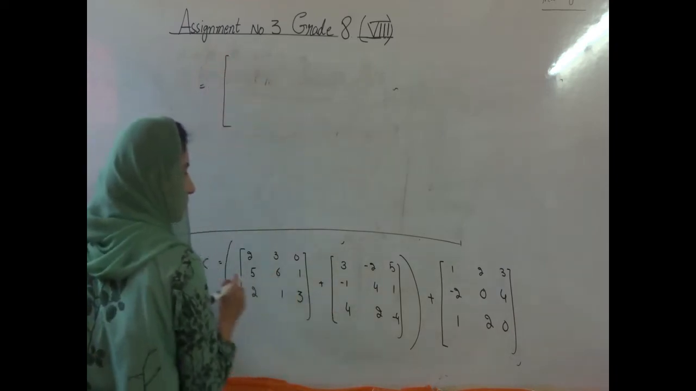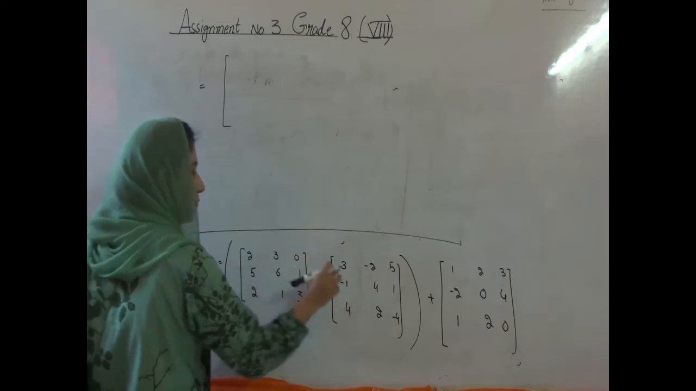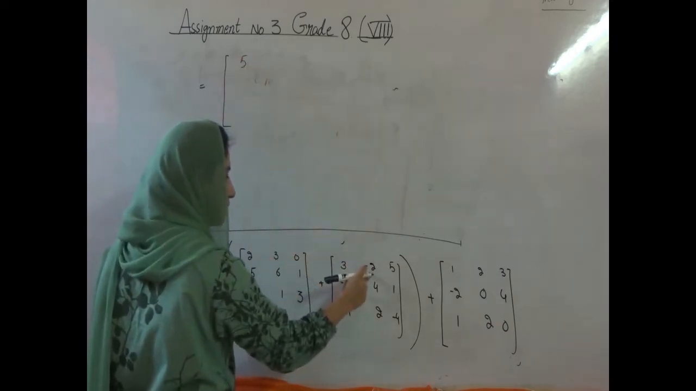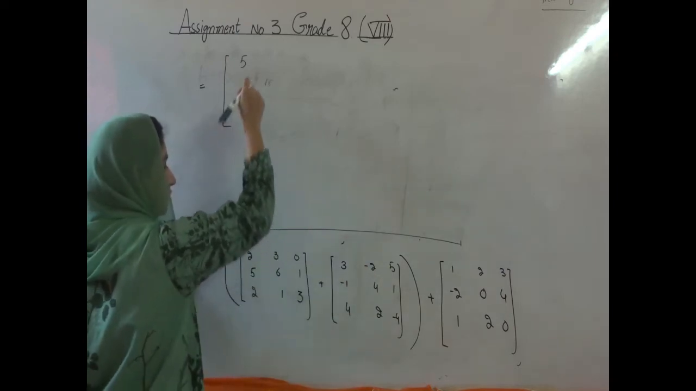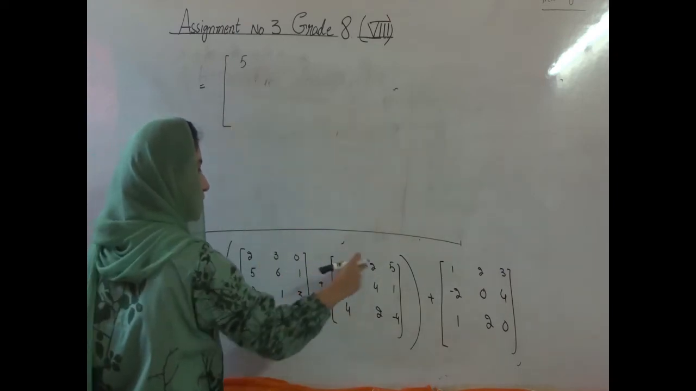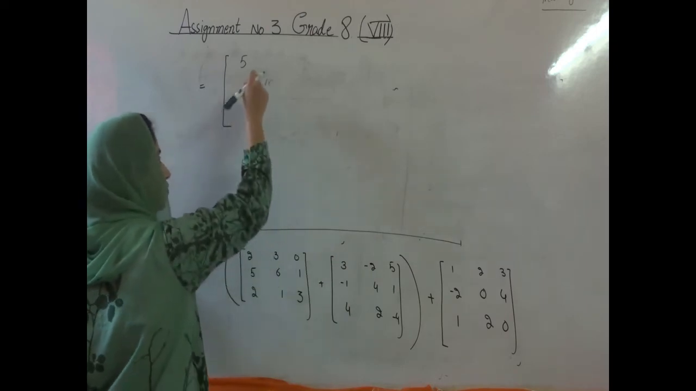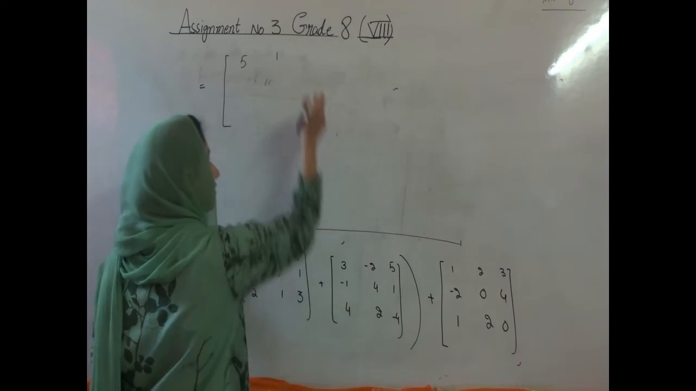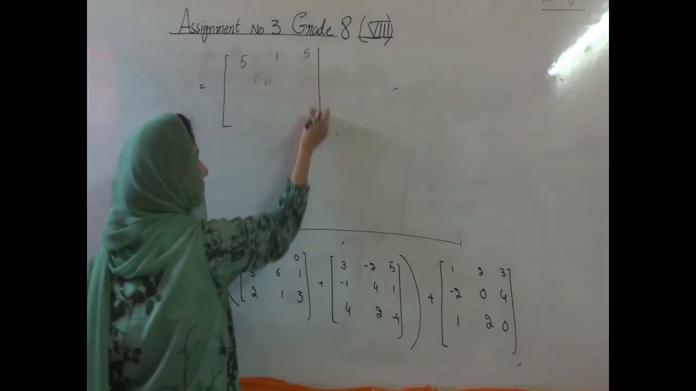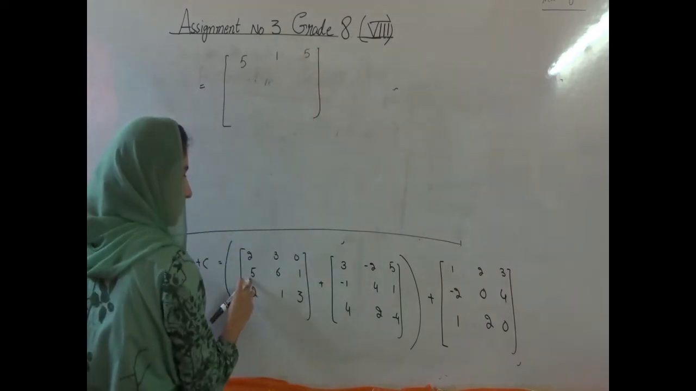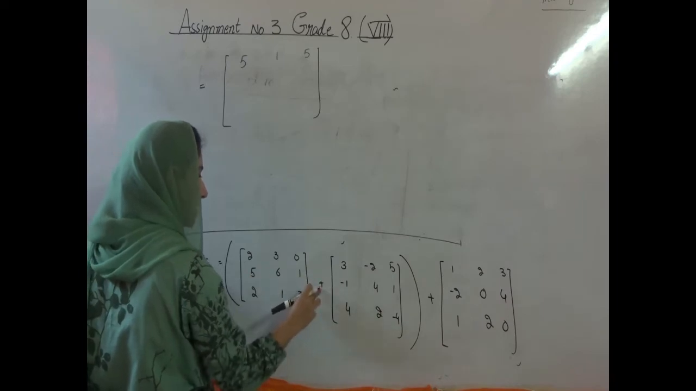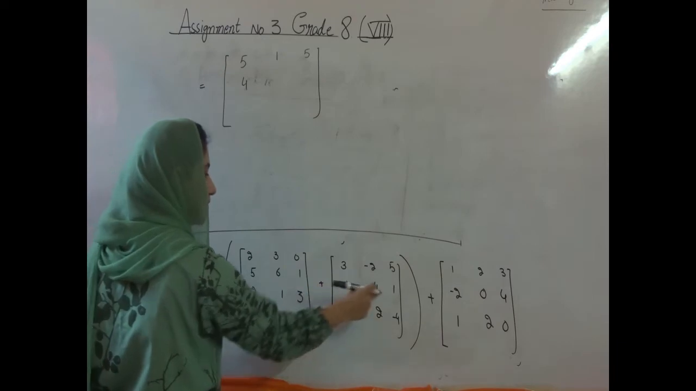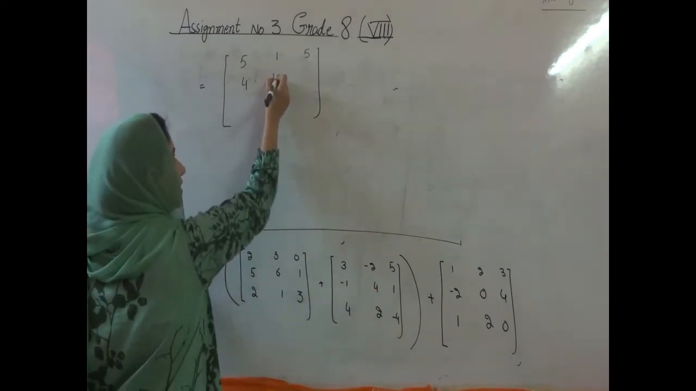A plus B. So 2 plus 3, 5. 3 plus minus 2. So 3 plus minus minus 2, the answer will just be 1. 0 plus 5, 5. 5 plus minus 1, 4. 6 plus 4, 10.